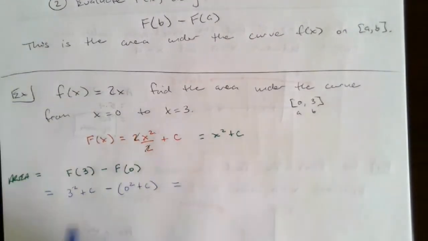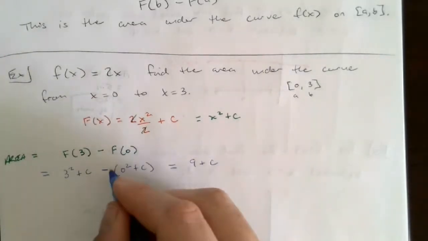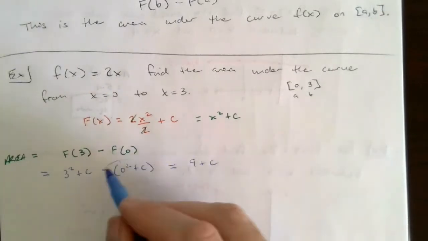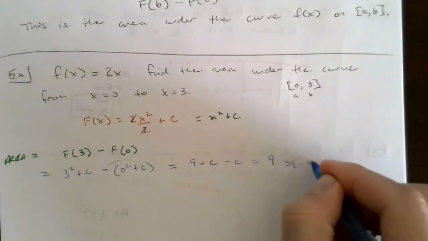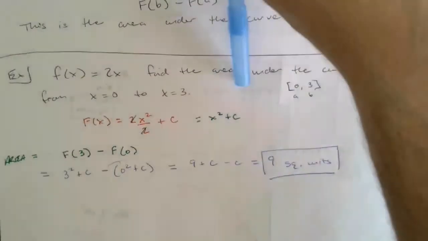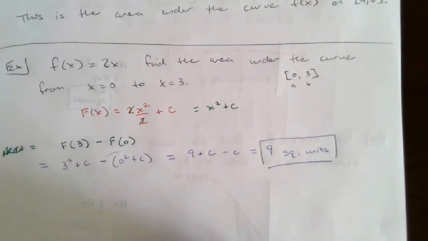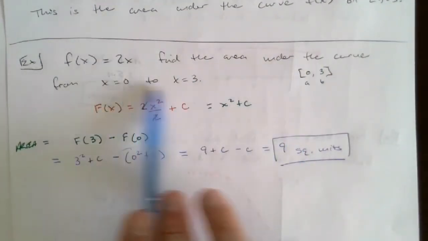Well, what's this equal? 3 squared will be 9. So 9 plus c. Here you have to distribute the negative sign through. 0 squared is just going to be 0. Negative 0 is just 0, so that's going to be 0. Negative times the positive makes us negative c, so this equals 9, and that's 9 square units. It's the same area we actually just got on the previous page. Just to show you, right, 9 square units using geometry. But here we used the antiderivative of our function. We're allowed to do that as long as our curve is positive or non-negative over the interval that they gave us from 0 to 3.